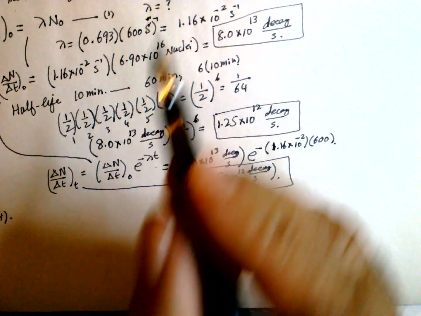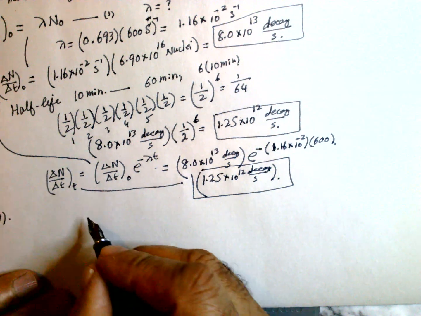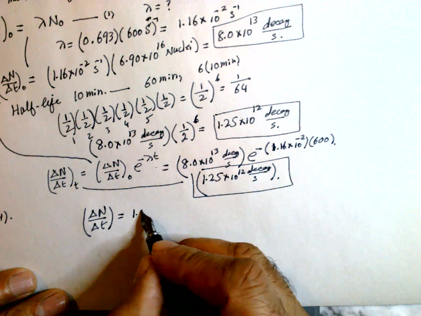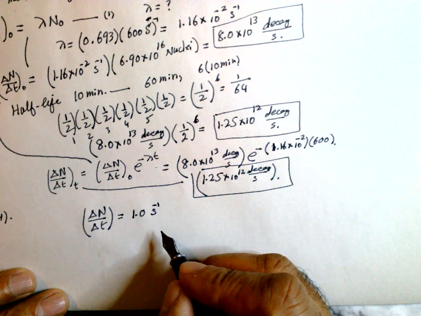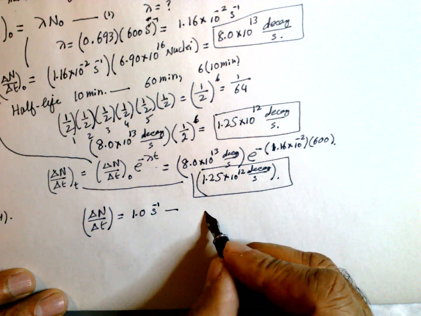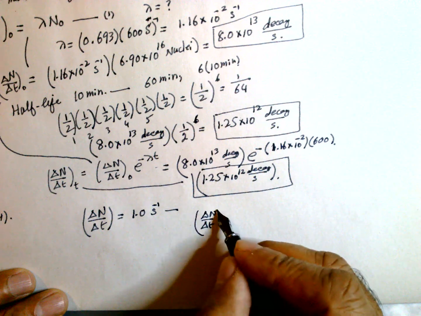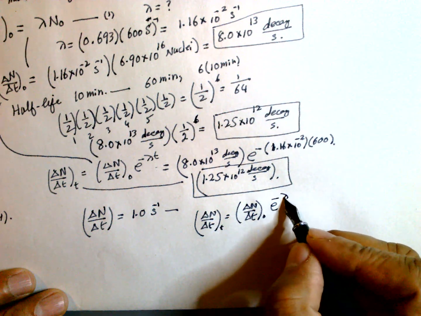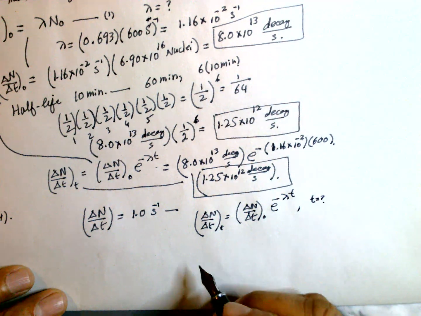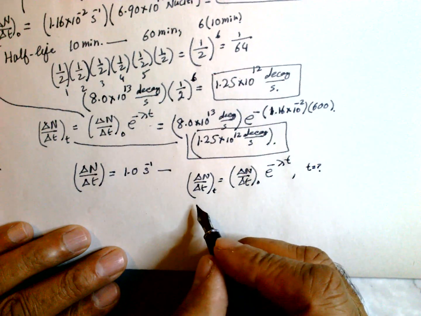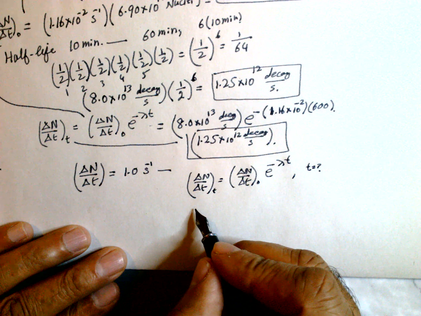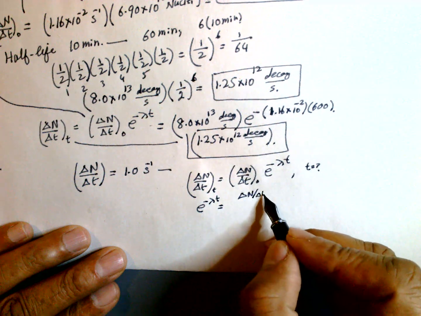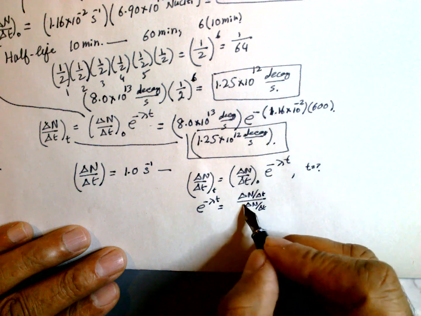Number 4. What will be the time? If delta N over delta t is equal to 1.0 decay per second, we have to find the time. So delta N over delta t at time t is equal to delta N over delta t at 0 times e raised to the power minus lambda t. So t we have to find. We can write e raised to the power minus lambda t is equal to delta N over delta t over delta N over delta t at 0.